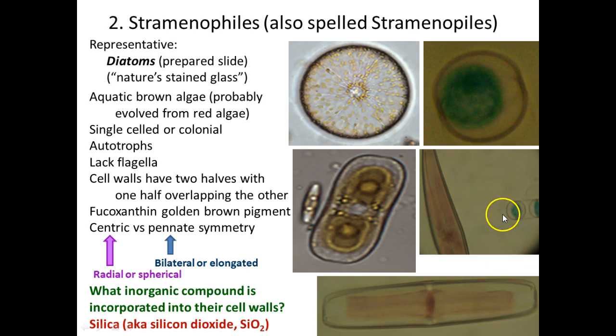Here's a centric one here. There's another centric one next to it. This picture, that's just a zoomed in on a centric one too as well. There's an elongated one. Believed to have been evolved from red algae. So these guys are photosynthetic, right? Autotrophs, use carbon dioxide. They do have flagella. We won't see those, too tiny to see under the microscope.